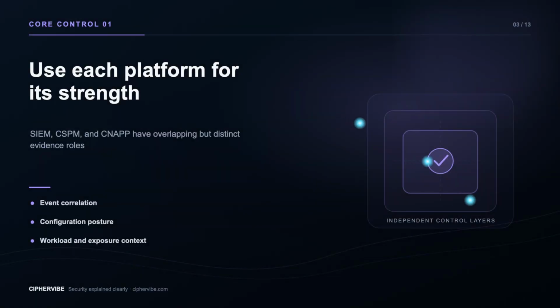The first building block is use each platform for its strength. SIEM platforms centralize event analysis and correlation. CSPM focuses on cloud inventory and configuration posture. CNAPP approaches connect posture, workload, identity, code, and exposure context. Define the decision each tool supports instead of expecting one dashboard to replace every control.